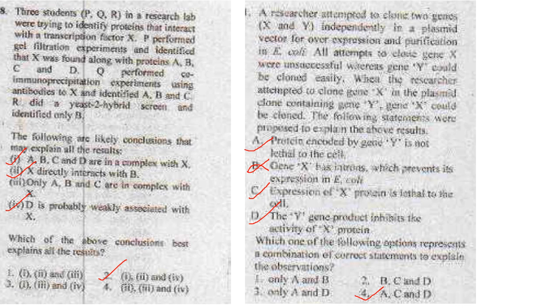Expression of X protein is lethal to the cell. That is correct. That is why we could not clone gene X in E. coli. Then, the Y gene product inhibits the activity of X protein. That is why gene X got cloned in the plasmid clone containing Y. So D is also correct. A, C, D is the answer. Answer is option 4.